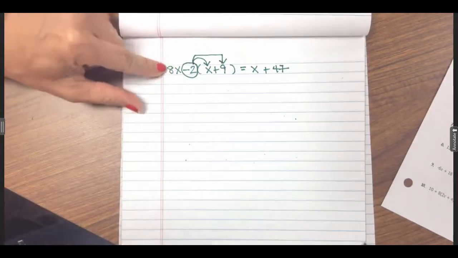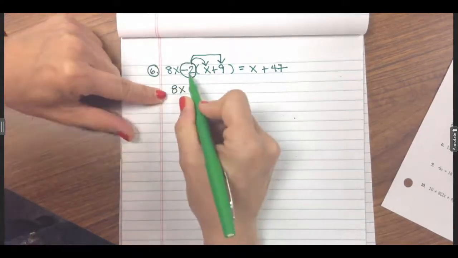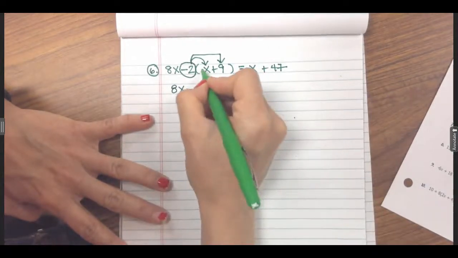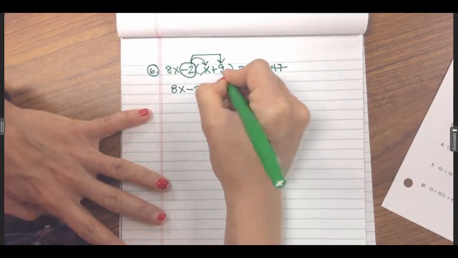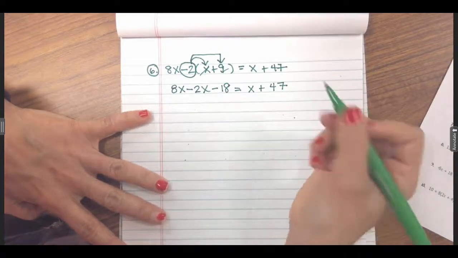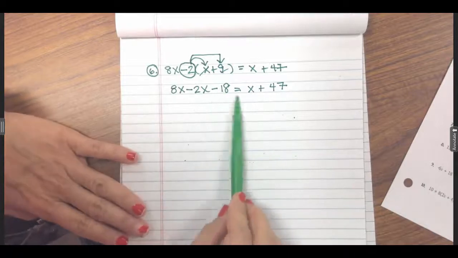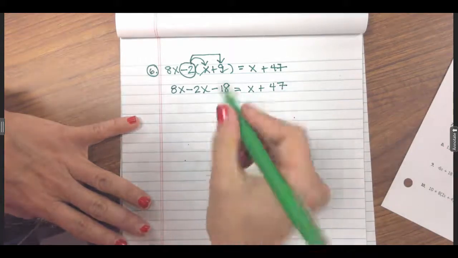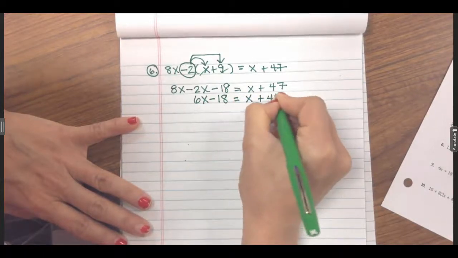We haven't done anything with this 8x, so this 8x is just going to get copied down to the next line of our work. A negative 2 times a positive x is just a negative 2x. A negative 2 times a positive 9 is a negative 18. Now I'm going to copy the rest of the problem down. And now we're on to step 2, which said to combine like terms. An 8x minus a 2x is a 6x minus 18 equals x plus 47.